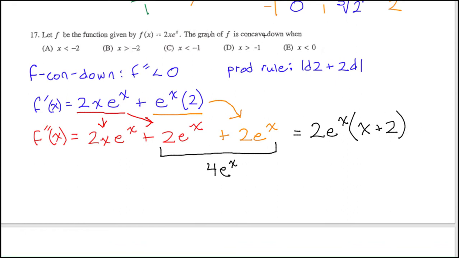We need to figure out where it's concave down. We need to set this thing equal to 0, which will find possible inflection points, and then we'll actually find concave down when we find the intervals if they're positive or negative. So right now we're going to set this equal to 0. E to the x can never be 0. So don't worry about him. Never 0. So we only have to set x plus 2 equals 0. Therefore, x is equal to -2. There's our possible inflection point.